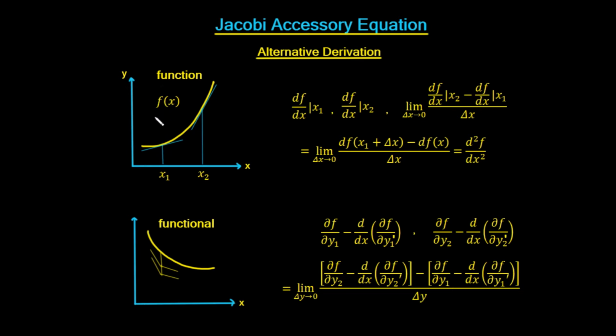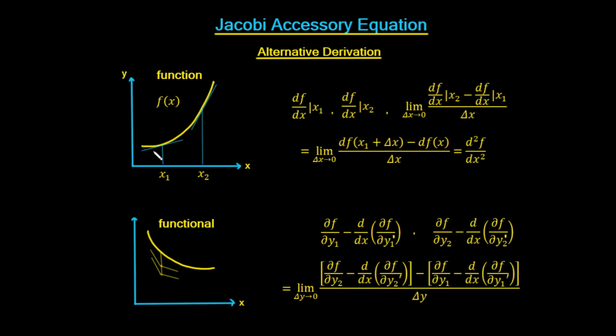So we've got a function here, f of x. We can find the rate of change of the function at point x1, so it's going to be df by dx at x1. We can find the rate of change of the function at x2, that's going to be df by dx at x2. Then we can find the second derivative, so this is going to be the rate of change of this rate of change.